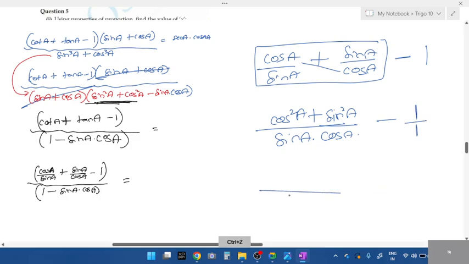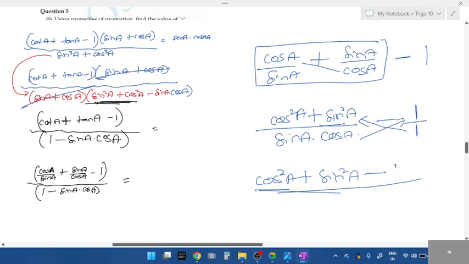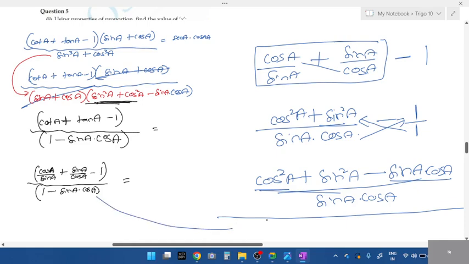What's the LCM, student? Denominators are different. Just cross multiply. What is 1 into cos square A plus sin square A? It remains the same, right? This remains the same, cos square A minus sin square. Minus. When you cross multiply, what do you get? Sin A into cos A. And the denominator we have is sin A into cos A, divided by this denominator. 1 minus sin A into cos A. Right? It is completed till here.